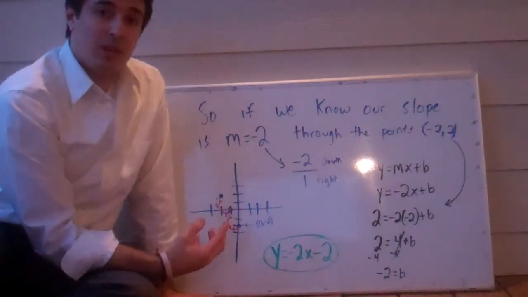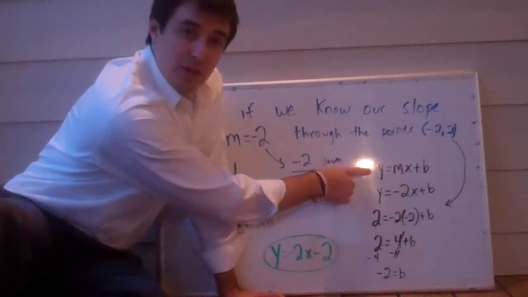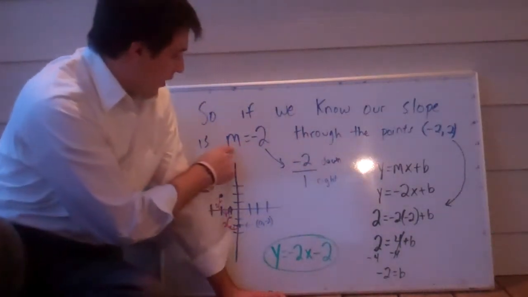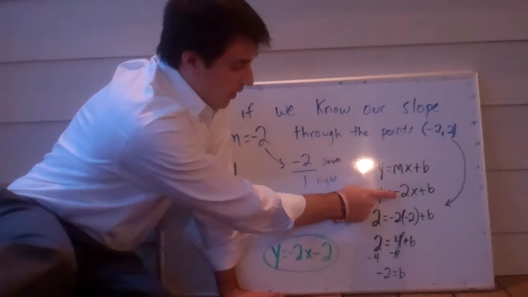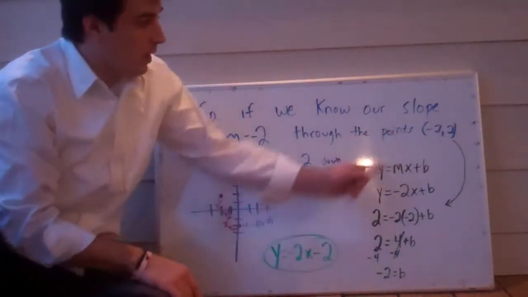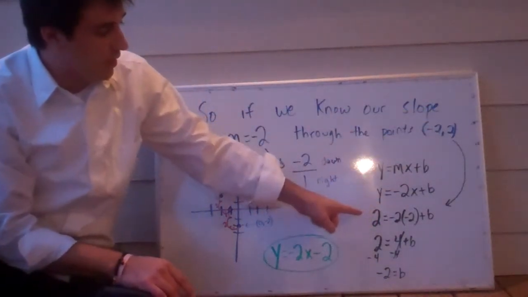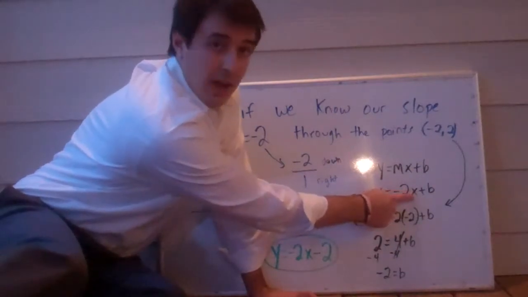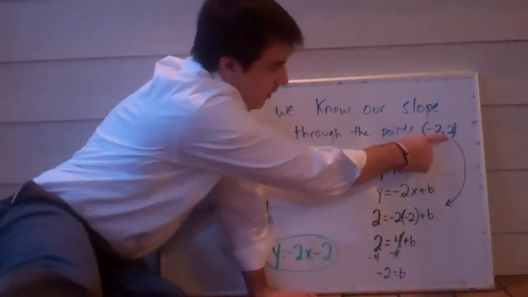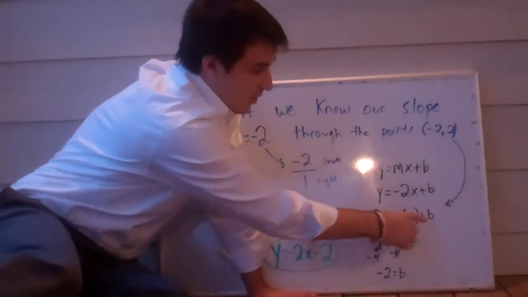I can also do this a separate way by using the formula. Over here, as you can see, we have y equals mx plus b. Since I know my slope, I filled in that missing part, so y equals -2x plus b. Then, using the one point I had, I took the x and y coordinates and plugged them into my equation for y and for x. So now we have 2 equals -2 times -2 plus b.